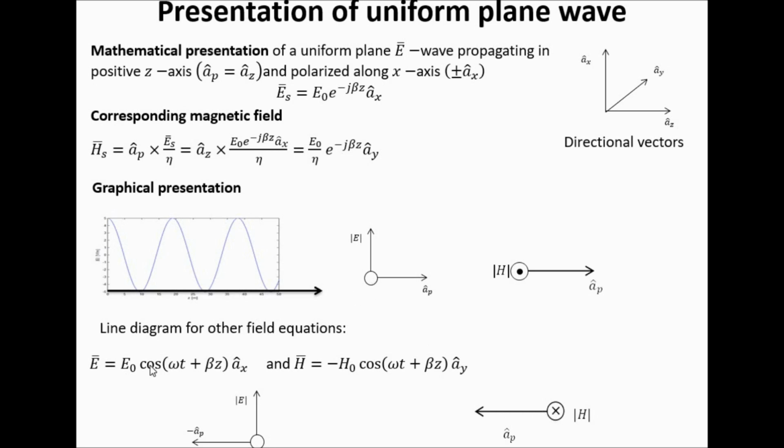If we have an electric field magnitude negative E, we have to put it in the downward direction. So if E naught is negative, then in this diagram E should be shown in the negative direction. So this is how we can represent a uniform plane wave with a line diagram, and we use this concept.